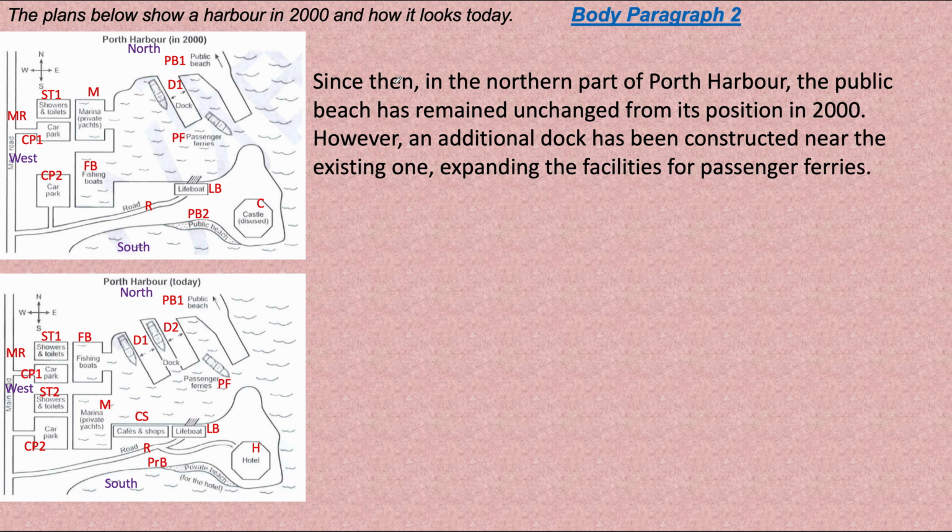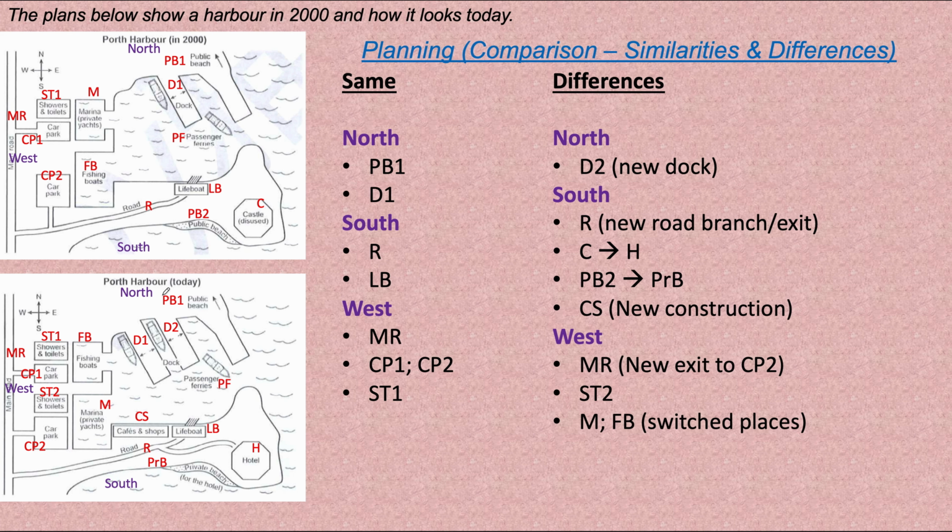Since then, that is since 2000, in the northern part of the Porth Harbour, the public beach has remained unchanged from its position in 2000. However, an additional dock has been constructed near the existing one, expanding the facilities for passenger ferries. Next, we'll write about the west. The reason I've chosen to do so is that the south has a lot of content, so I'll put that in a separate paragraph. The north and west I'll put in one paragraph.